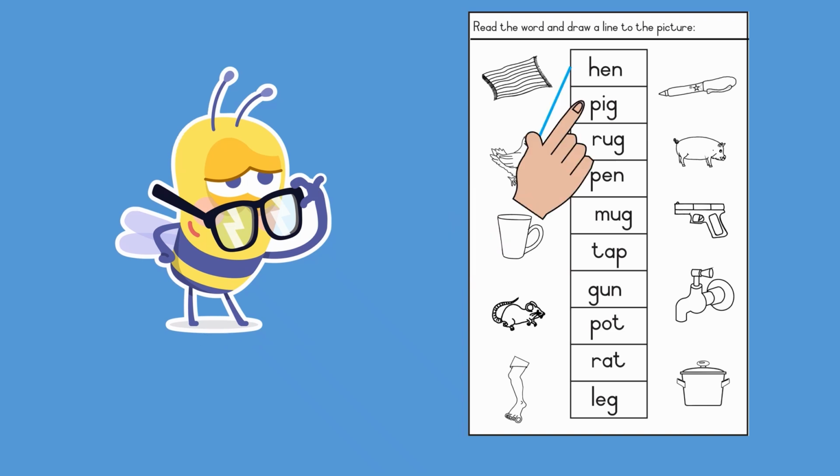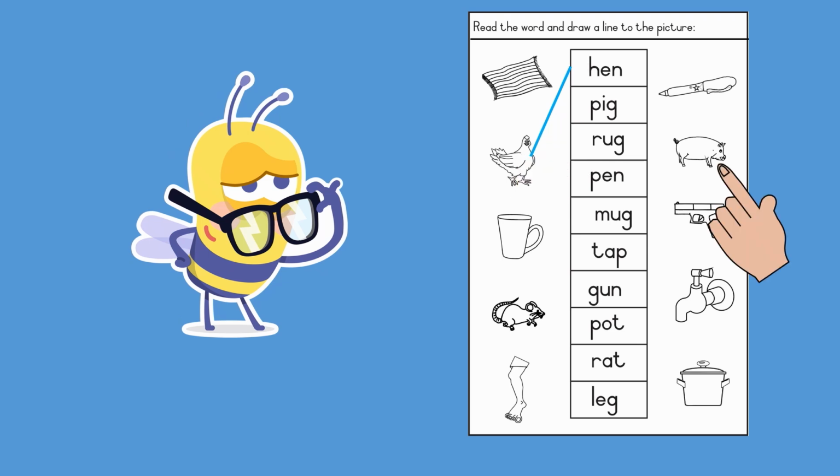Let's go to the next word. What is the name of this word? Yes, pig. Did you find the picture pig? And draw a line from the word pig to the picture pig.